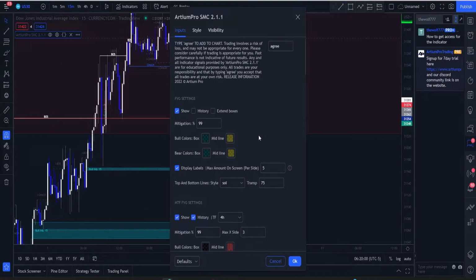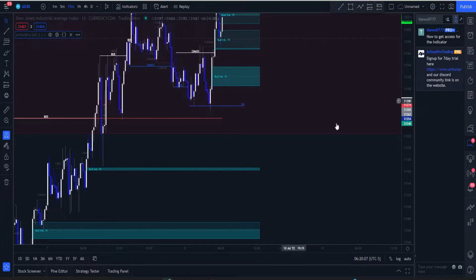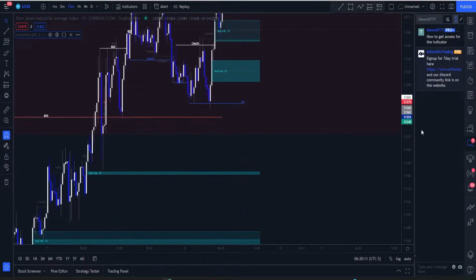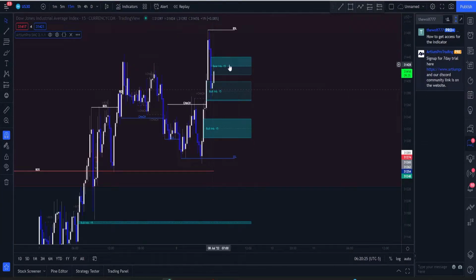Now if we go in settings, you can see the fair value gap settings I have on mitigation of 99%. That's why this one's still showing up. It was a bull imbalance. You can see it about covered the whole box. You can see what little part did get mitigated, or this one would have disappeared. So this is your bear imbalance.